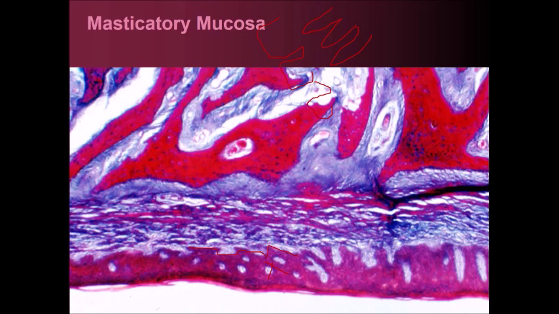In the hard palate, from which region? Look, is there a submucosa or not? I have here the epithelium, I have the lamina propria, then I have bone, no submucosa. So this section is taken from the midline area of the hard palate.